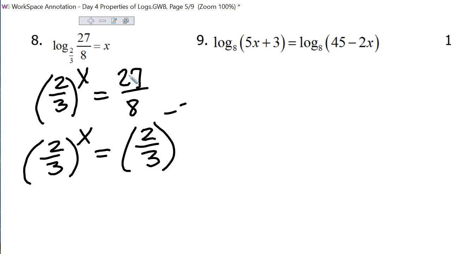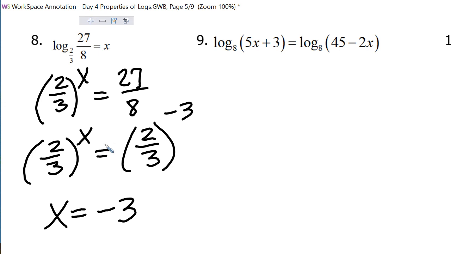-3. So then what is 2 cubed? 8. And what is 3 cubed? 27. So if I just cube it, that would give me 8/27. Then in order to flip it, instead of +3, we need to make it to -3. So if the bases are equal, the exponents are equal as well. So what is our answer? X equals -3.